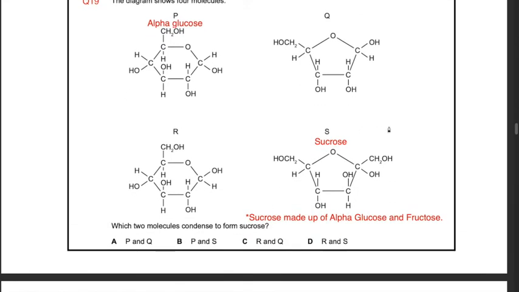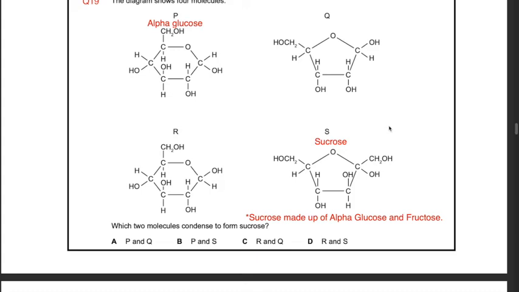Question 19. The diagram shows 4 molecules. Which 2 molecules condense to form sucrose? Sucrose is a disaccharide which is made up of alpha glucose and fructose, and S represents sucrose and P represents alpha glucose. Why is R not alpha glucose?